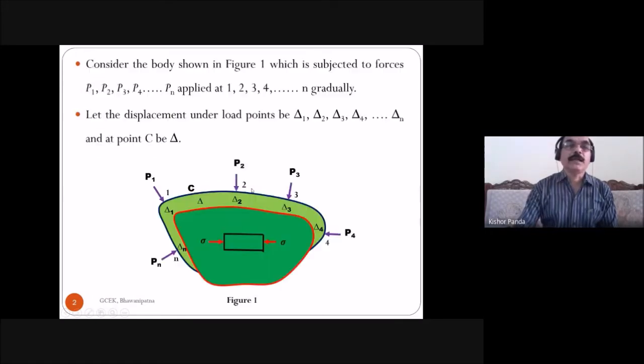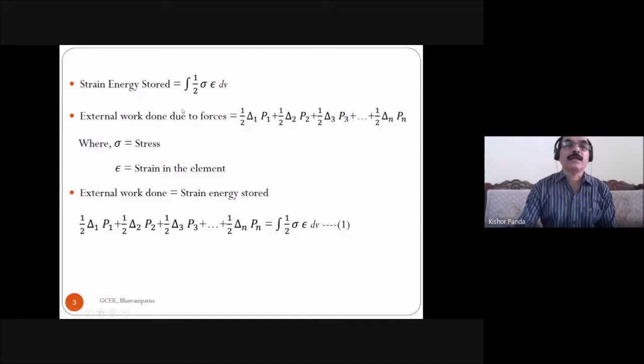Now you are clear that due to the action of these forces, displacement takes place. The displacement at 1, 2, 3, 4, n is delta 1, delta 2, delta 3, delta 4, and delta n, and at the point C, the displacement is delta. So the strain energy stored you can find out. The stress produced in the element is sigma, and the strain in the element is epsilon. The strain energy stored is equal to the integration of half stress into strain into the change in volume.